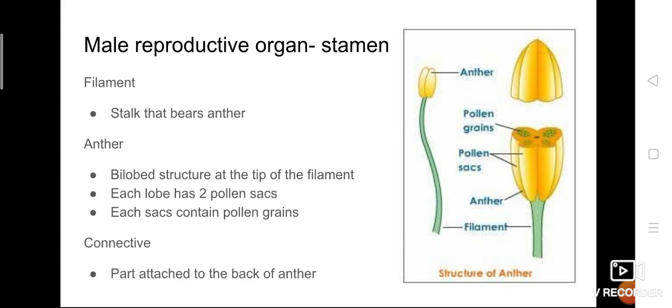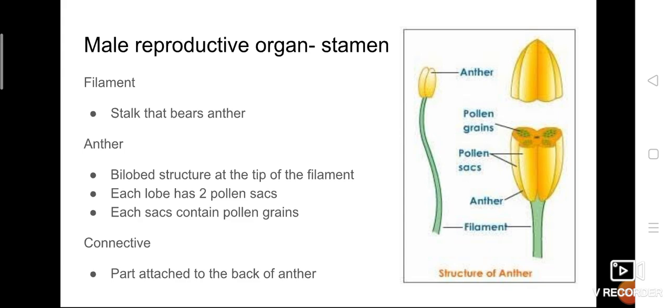Anther is a bilobed structure. Bi means two lobes are there, and each lobe contains two sacs. So totally how many sacs? 4 sacs are there. And the pollen grains, as I told, the male reproductive organ is going to produce the male gamete called pollen grain, isn't it? Stamen is the male reproductive organ. In stamen also we have filament, anther and connective, 3 regions. So which region is going to produce this male gamete? Anther only. So inside, the sacs are producing the pollen grains.